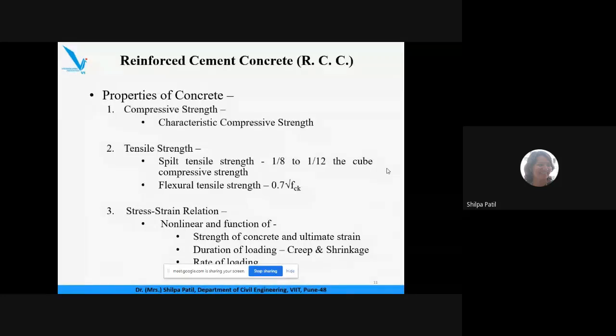But when we perform the test on concrete and plot a stress strain curve, normally that curve is non-linear. And for that particular relation, there is an impact of three major factors. The first one is the strength of the concrete and ultimate strain.